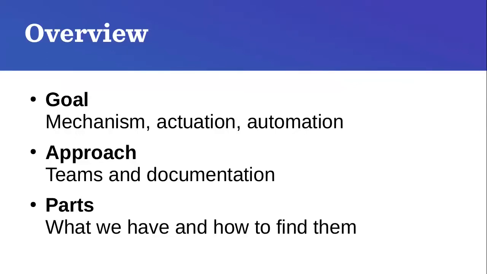So the goal of this week is to create a machine that has a mechanism, actuation, and automation element. And I already talked about this earlier, but the approach is going to be to split into teams and do documentation. Each team individually, and then we'll also have an overview page. And then I will show what parts we have and give you hints about where to find them.